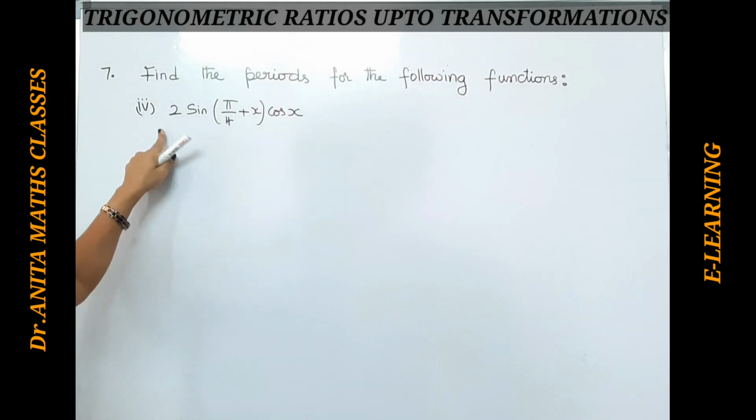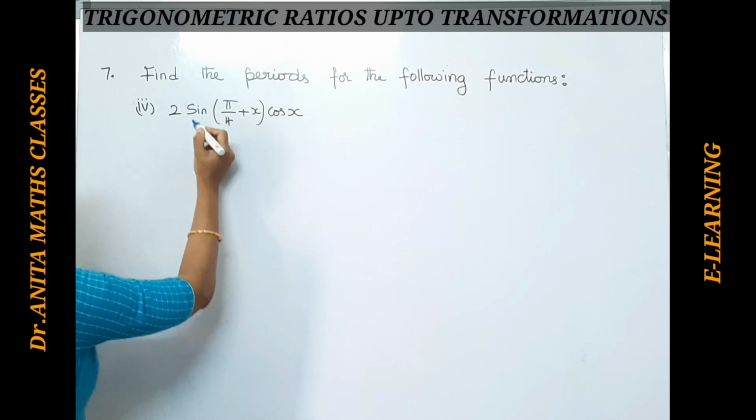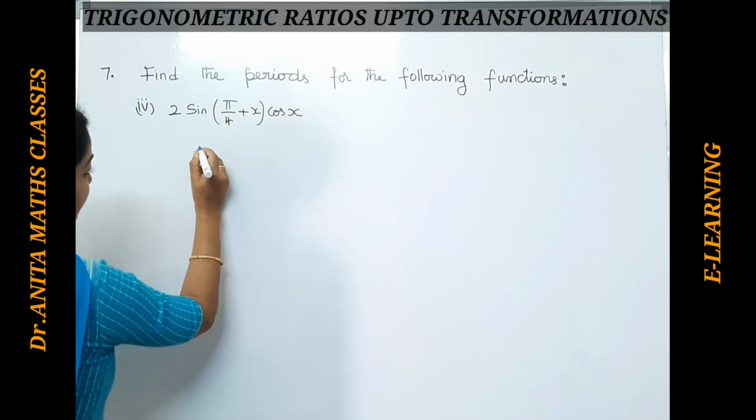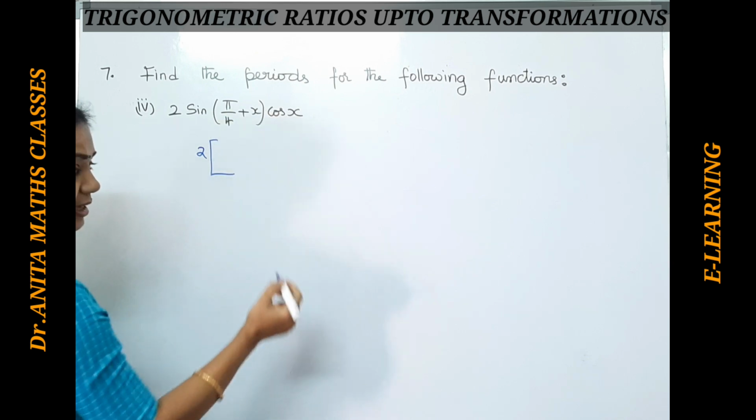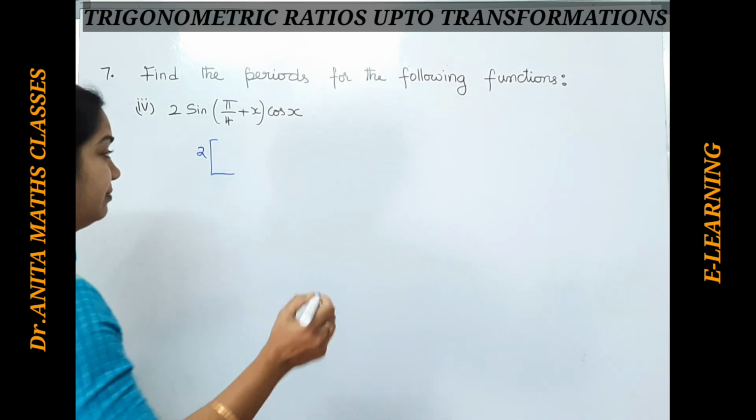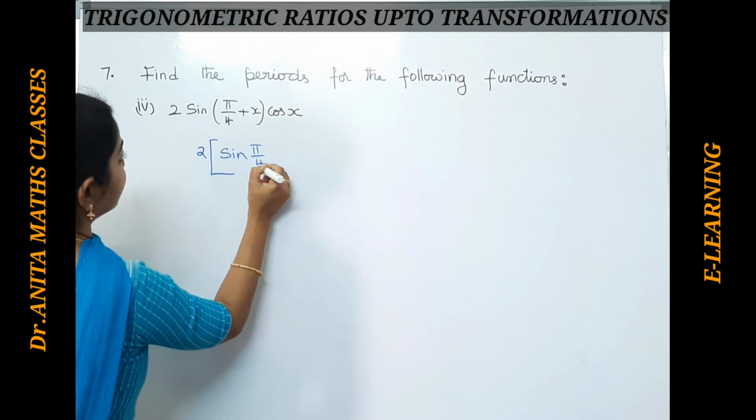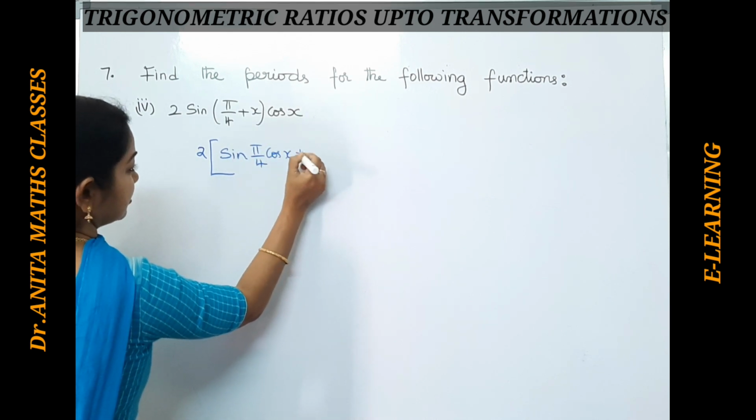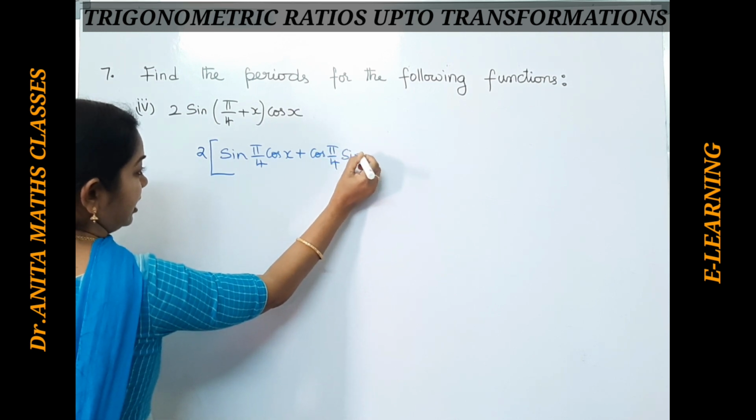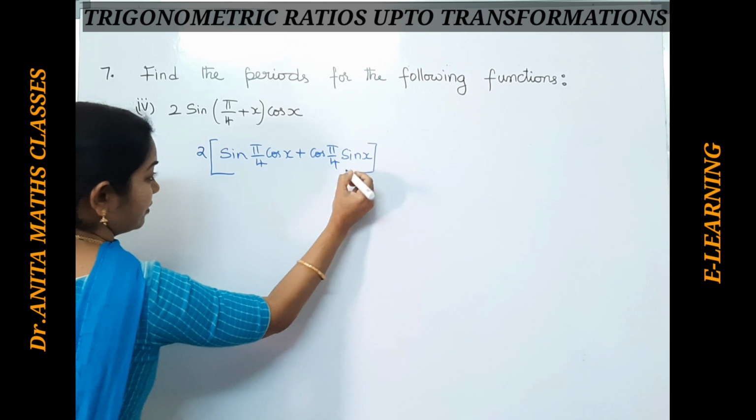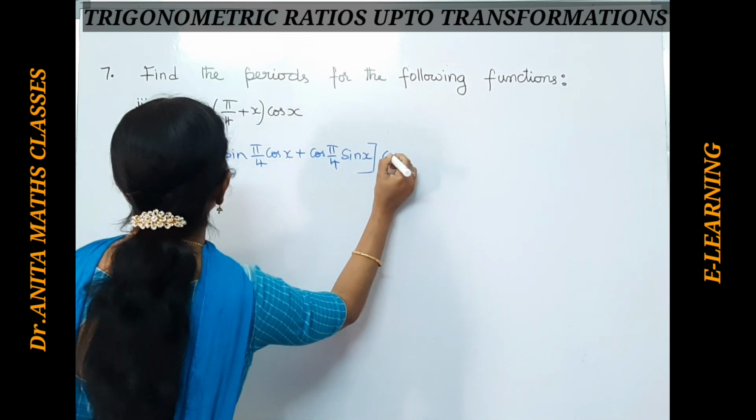Now the fourth one, 2 sine of pi by 4 plus x into cos x. Here sine of a plus b, we will expand it: sine a cos b plus cos a sine b. So sine of pi by 4 cos x plus cos of pi by 4 sin x. We know sine of pi by 4 and cos of pi by 4, that is 45 degrees, is 1 by root 2.